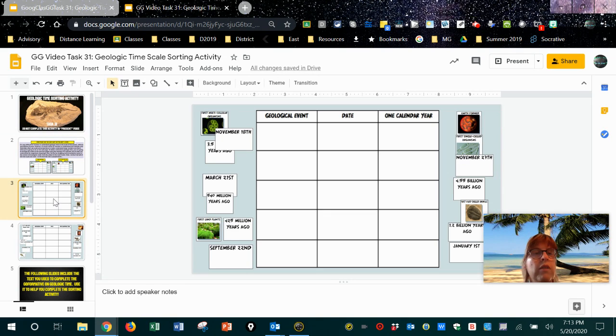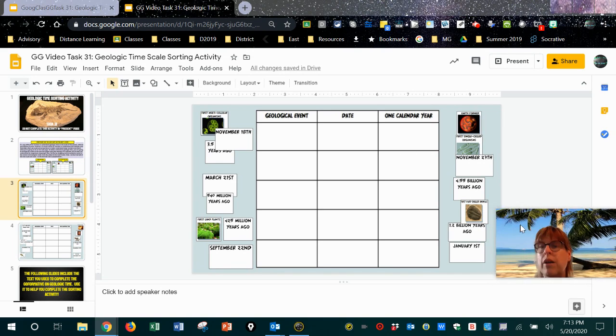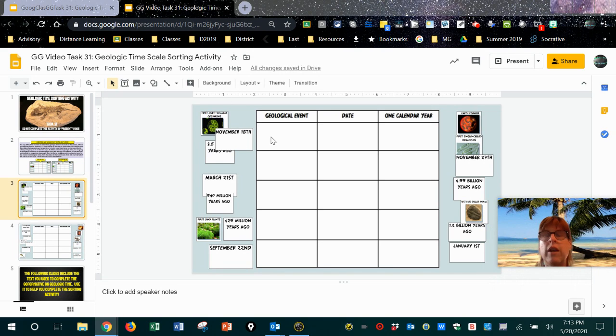So let's go through that. I'm going to do most of this with you and show you how I would attack the problem. You can use what I'm doing and just copy it, but think about how I'm organizing this. So there's the geologic event, which I'm less familiar with. There's the date, which I kind of know a little about, but I do understand a calendar year really well.